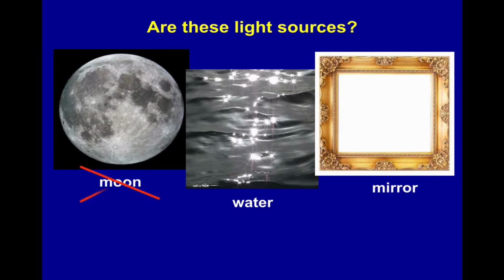And the answer, let's say for a moon, no. The moon is not a source of light. It just reflects the light from the sun. And same with water. Water can reflect light, can reflect the sunlight, but it doesn't make its own light. And same for a mirror. A mirror just reflects the light that's around it.